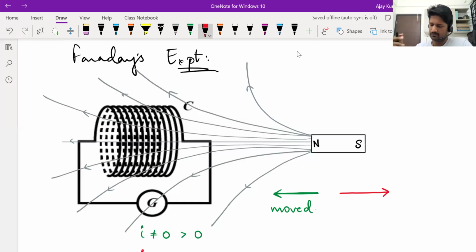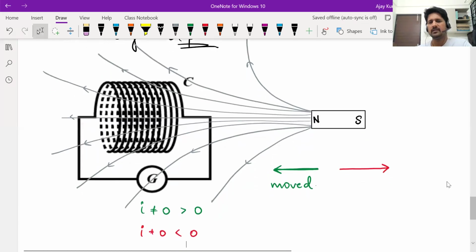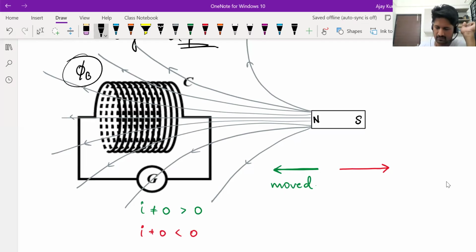Okay, so then naturally he thought, what could be causing this current? Basically, what happens when we bring the magnet closer to the coil, or the coil closer to the magnet, or take it away from it? As you can see, there are some field lines passing through the coil. If there are field lines passing through the coil, there will be some magnetic flux created in it.